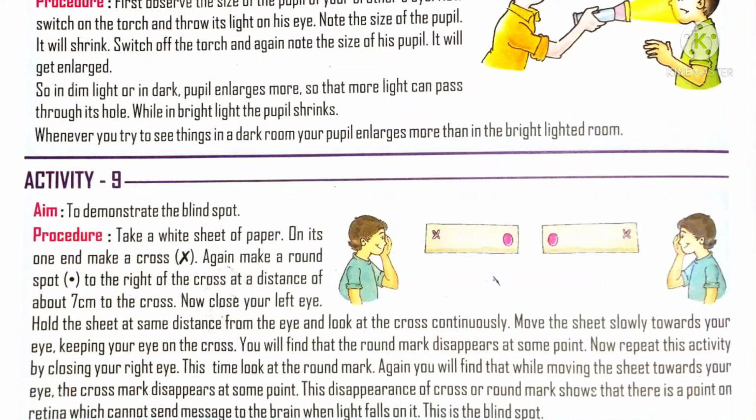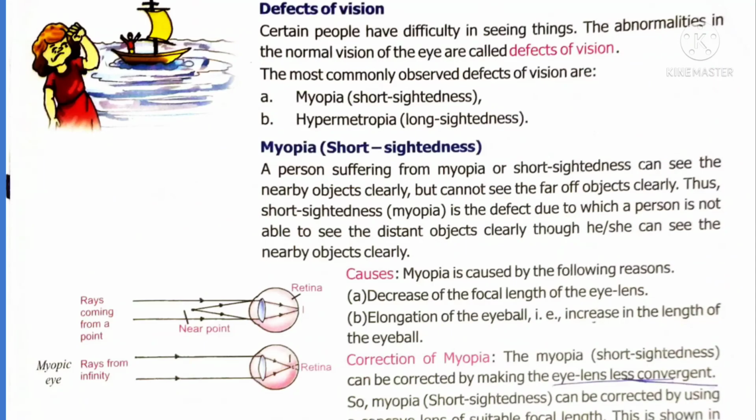If you repeat the same activity by closing your right eye and looking at the round mark, what will happen? The cross mark disappears at some point. This is because of the blind spot. This activity you have to try at home. The next topic is defects of vision.